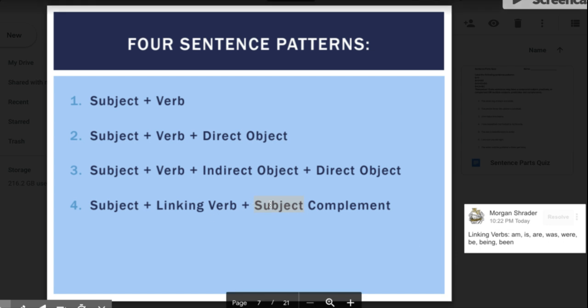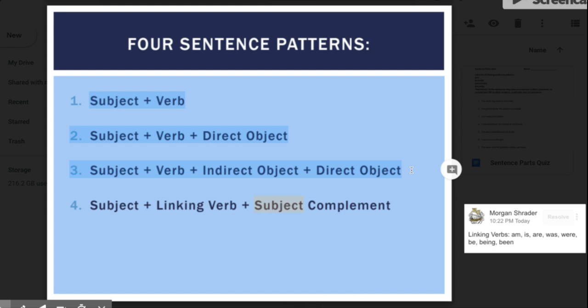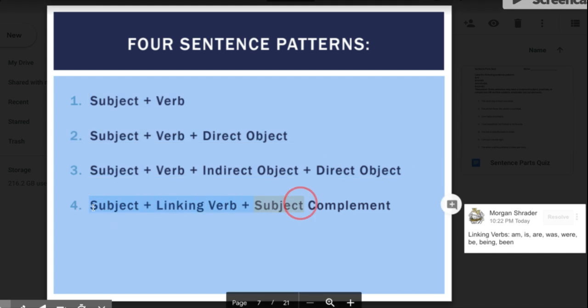All right, so then when I'm looking at a sentence, I can tell two things. Am I going to have an action verb or am I going to have a linking verb? If I have an action verb, it's going to be one of these three patterns. So if you have an action verb, it's going to be one of these three. If you have a linking verb, it will always be this pattern, no matter what. Okay, so let's check out some examples.